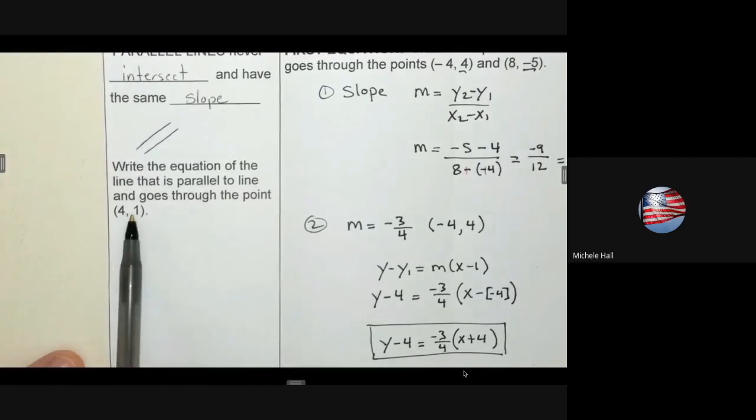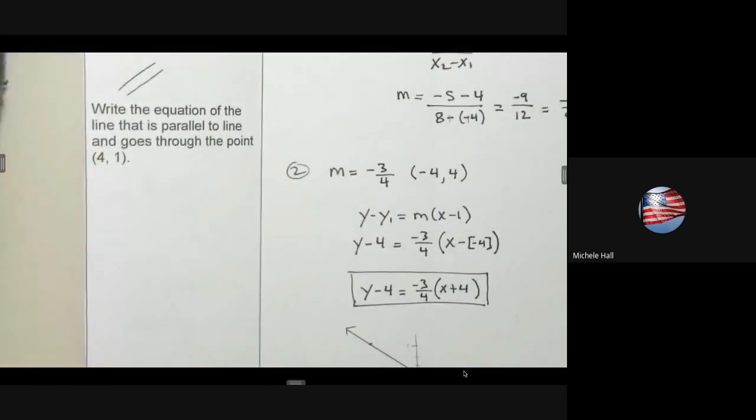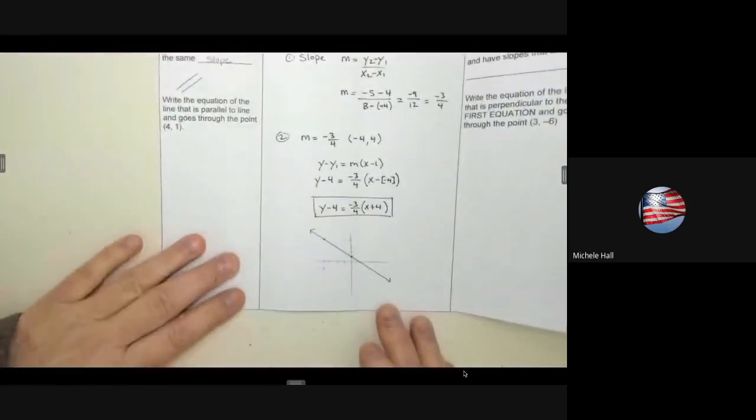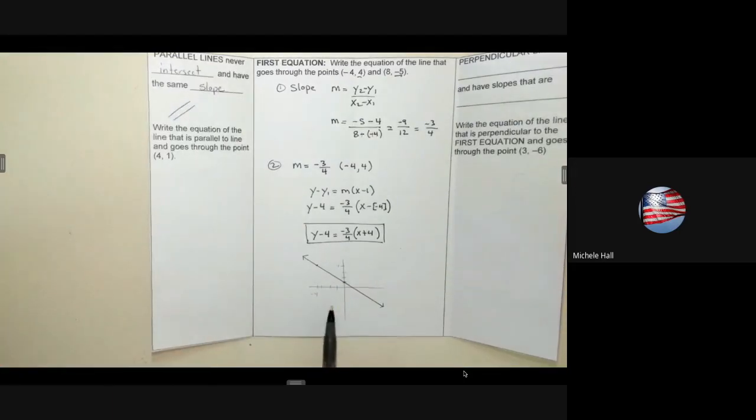And it needs to go through this point. Now the second line that we're trying to create, here's the first line that we just wrote an equation of. I just plotted the point -4, 4, and then I used the slope to go down 3 and over 4. So there's the first line. They're asking for a second line that's parallel to this. So we're looking for another line somewhere that's parallel. And it told us specifically where it wants that line to be.